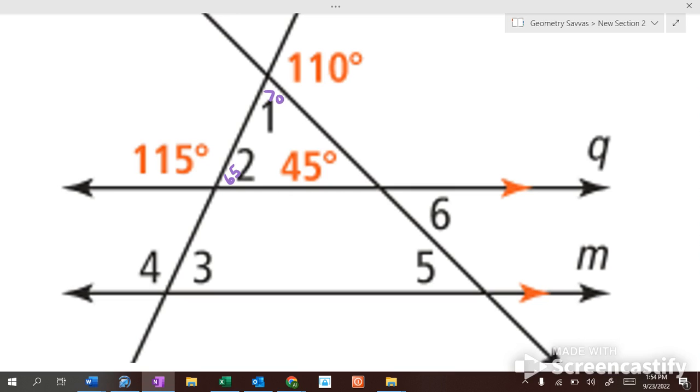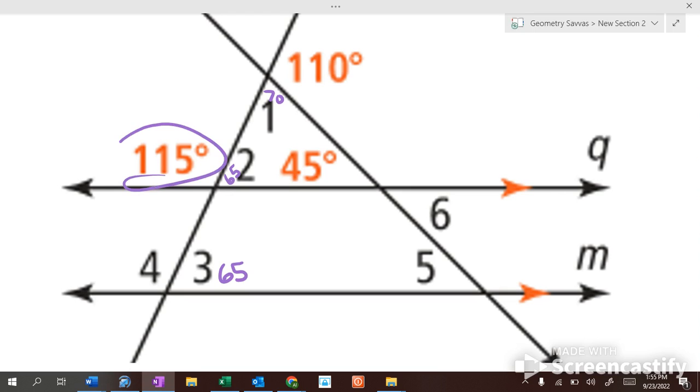Angle 3, 2 and 3 share what relationship, Abby? They're what types of angles, 2 and 3? Out of those 4 types, what are they? They are corresponding, exactly, because they're in the same corresponding position. From the intersection, this is to the right and above. From the intersection, right and above, they're in the same corresponding position. So if angle 2 is 65, Abby, what's angle 3? 65.